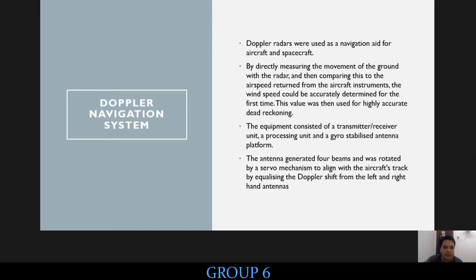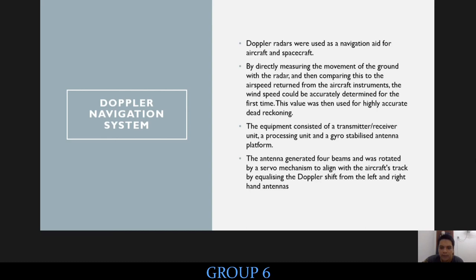Next is the Doppler navigation system. Doppler radars were used as a navigation aid for aircraft and spacecraft. By directly measuring the movement of the ground with the radar and then comparing this to the airspeed reading from the aircraft instrument, the wind speed could be accurately determined for the first time. This value was then used for highly accurate dead reckoning.